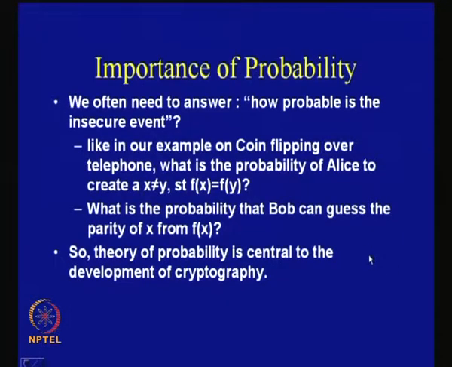Now, if you remember in our first class, we were trying to answer questions of this nature, like how probable is the insecure event. Remember that in our example on coin flipping over telephone, the question was: what is the probability of Alice to create an x not equal to y such that f(x) and f(y) are essentially the same? That is, whether Alice is able to choose two different x and y values such that the outcomes f(x) and f(y) are the same.